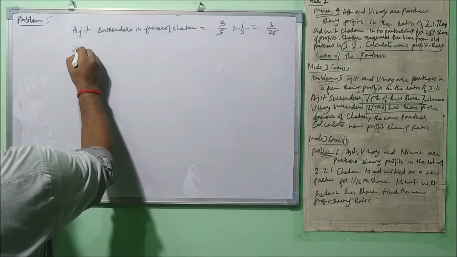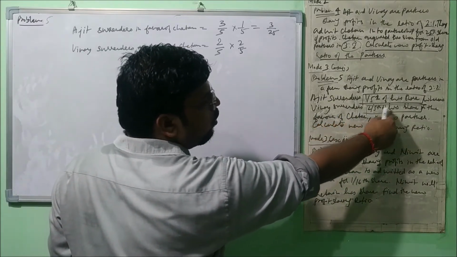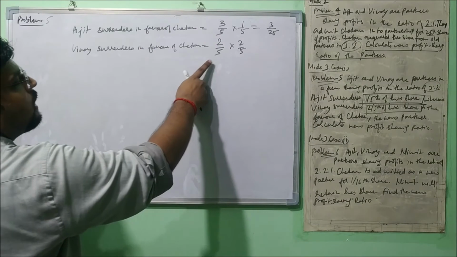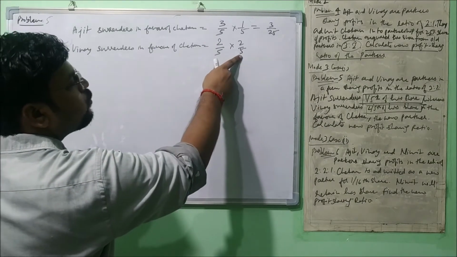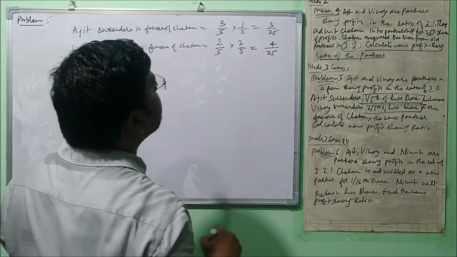Similarly, we will calculate for Vinay. So let's go to the question again. 2 by 5th of his share. So what is the share of Vinay? It was 2 by 5. Then we'll have to calculate 2 by 5 of this. So that is 4 by 25.